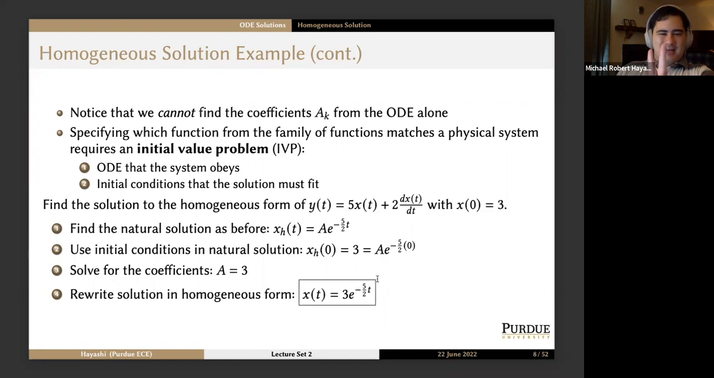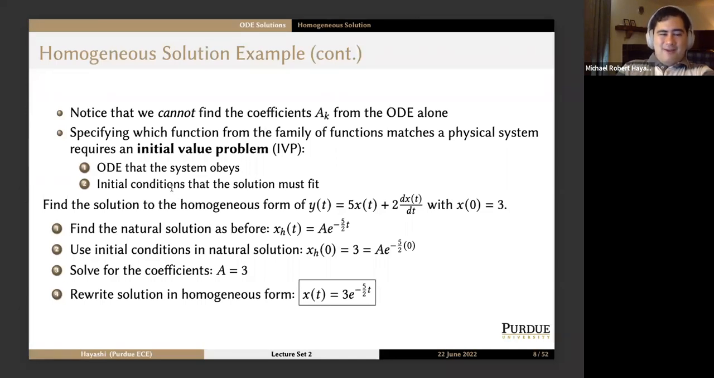And then the second thing is we must have the initial conditions that the solution must fit. So initial conditions are usually written as the value that the function must take at time equals 0, the value that the derivative must take at time equals 0, the value that higher order derivatives take at time equals 0. Now you can specify them at other times. However, almost always they're specified at time equals 0 for our own convenience and because that's how problems are structured.